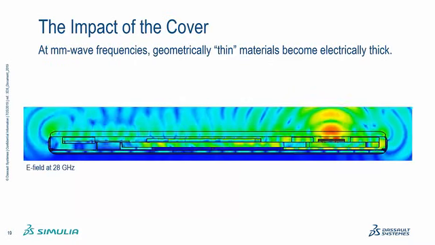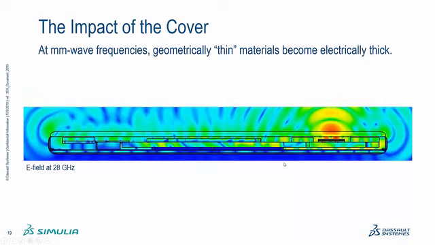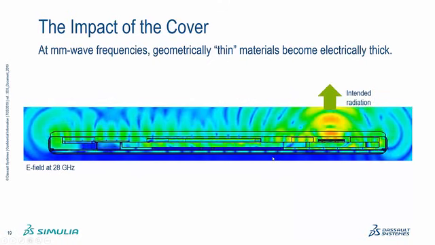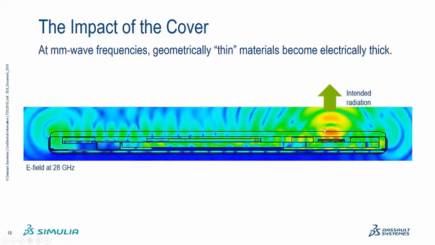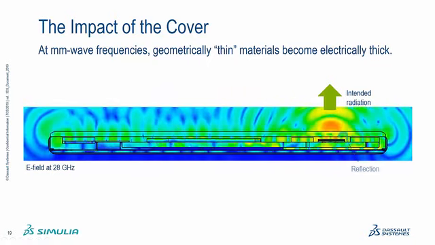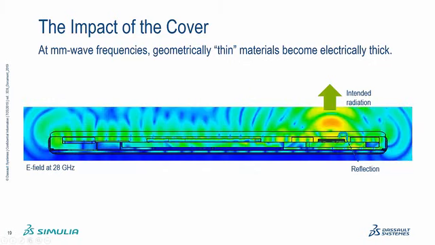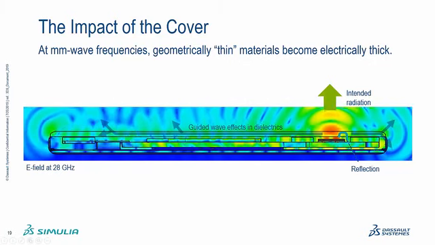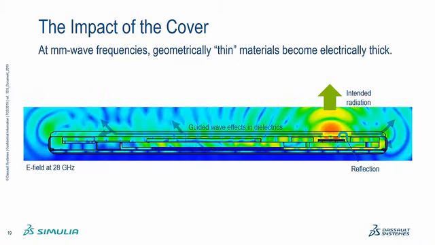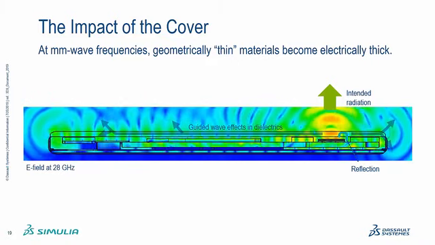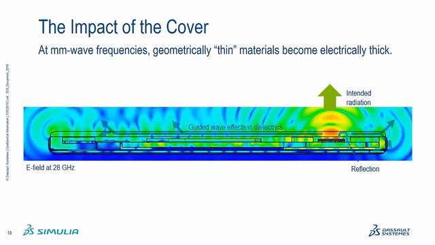If we look at an antenna array inside the phone, behind the cover, we can see that, yes, there is some intended radiation on boresight, so perpendicularly away from the phone. But there's also some reflection from this cover, that's this top layer here. And there's even some energy being guided into the cover and transported by the cover away from the antenna itself, radiating in unexpected directions.